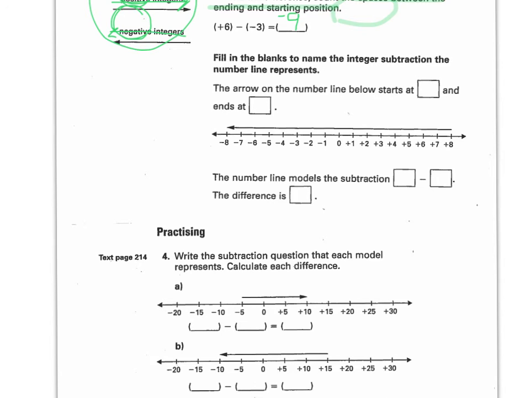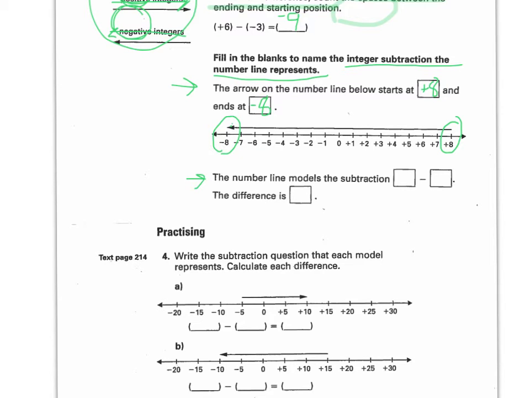Let's take a look at this question here. Fill in the blanks to name the integer subtraction the number line represents. The arrow on the number line starts at +8. So I put +8 in the box. And it ends at, and we know it ends because of the arrow, that's where it ends, -8.